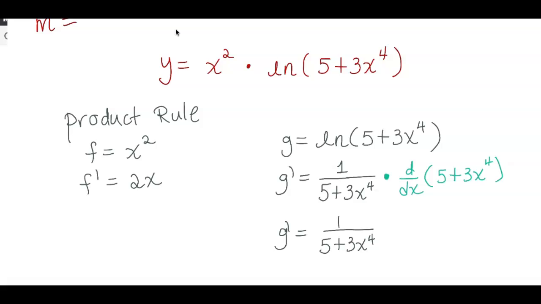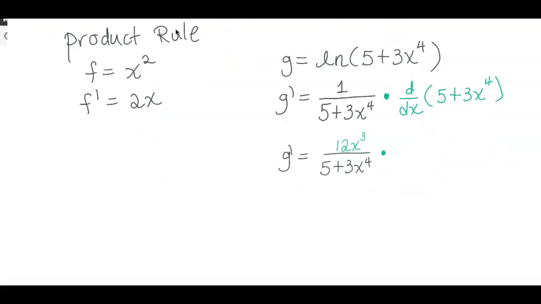If I take the derivative of 5 plus 3x to the fourth, wouldn't that be just 12x to the third power? Because the 5 is gone. I can put that on top of this fraction where the 1 used to be, because 1 times 12x to the third power is just 12x to the third power. So that is g prime. Okay, I've got all the pieces I need to do my product rule.